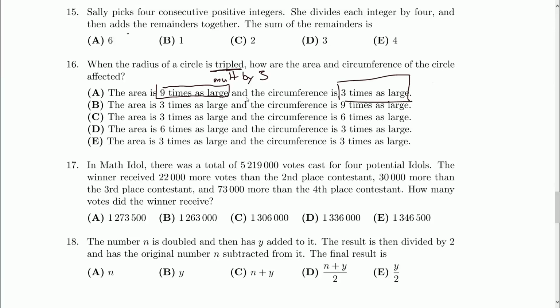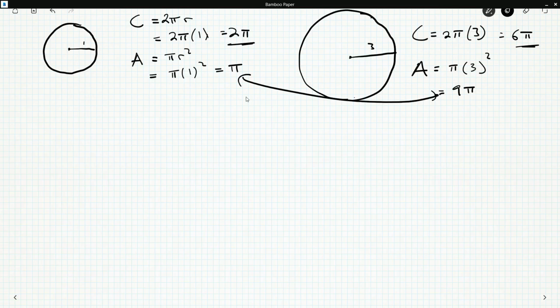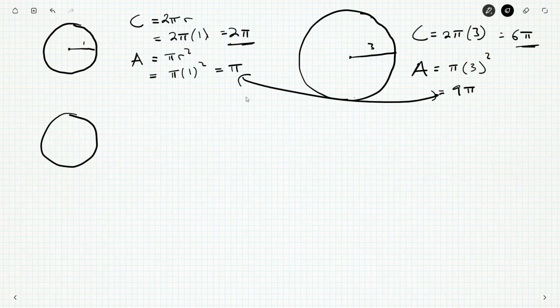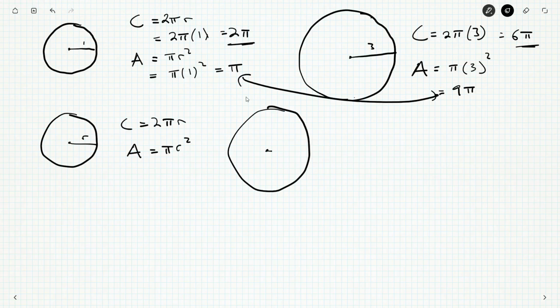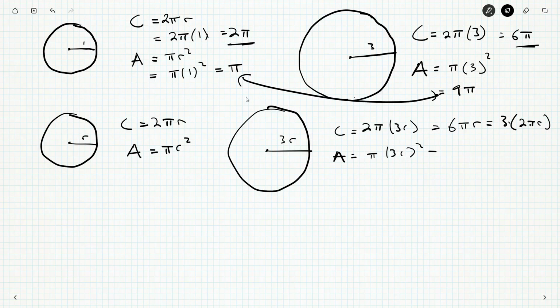Okay. Now, in general, I don't do this with one. I could do this with a general circle. The circumference is going to be 2 pi r, and the area is going to be pi r squared. And if I triple my general circle, the radius becomes 3r. So my circumference becomes 2 pi 3r, which is 6 pi r, which is 3 times the original circumference. And my area is going to be pi 3r squared, which will end up being 9 pi r squared, which is 9 times the original area.